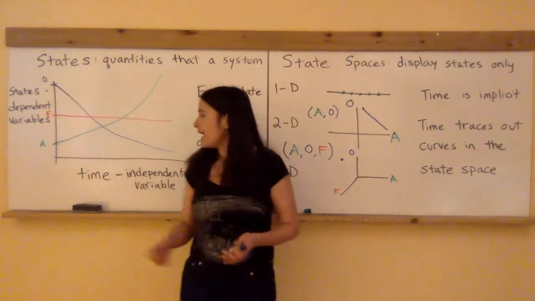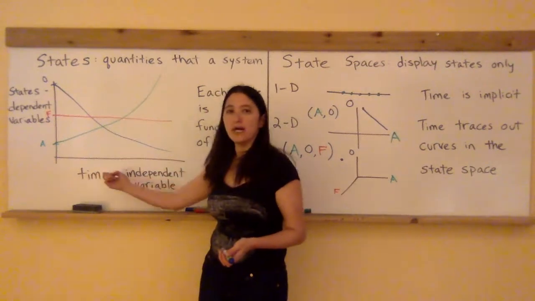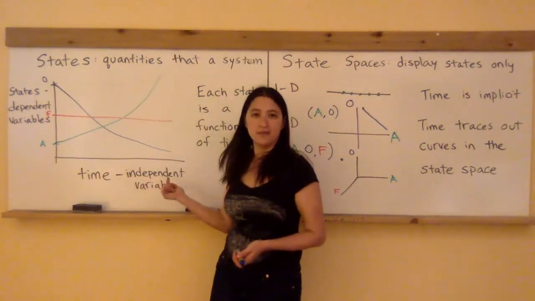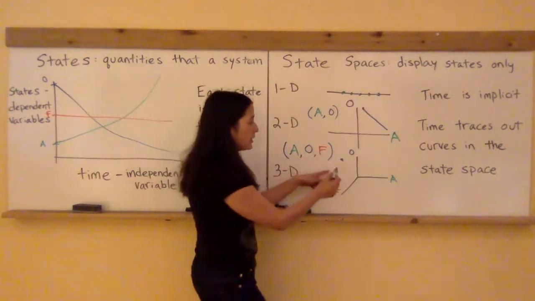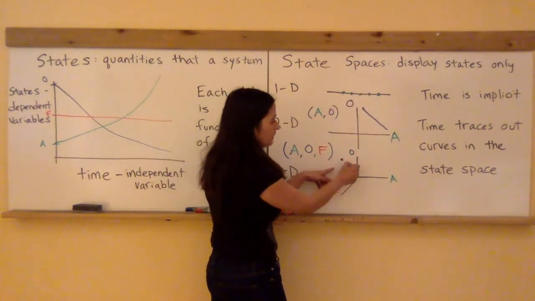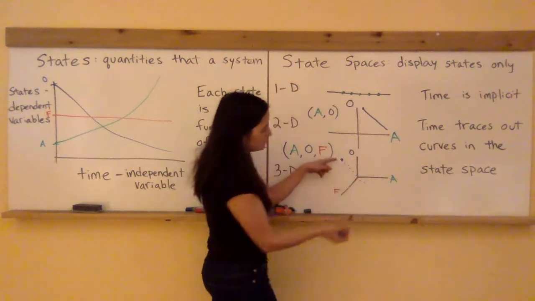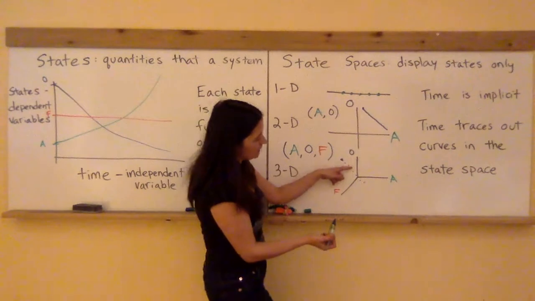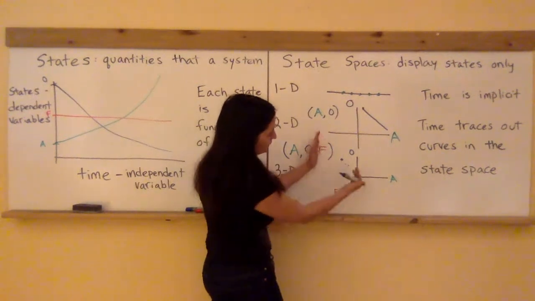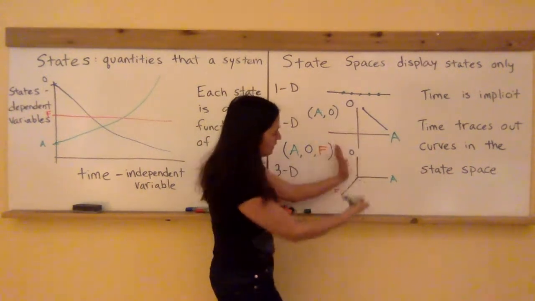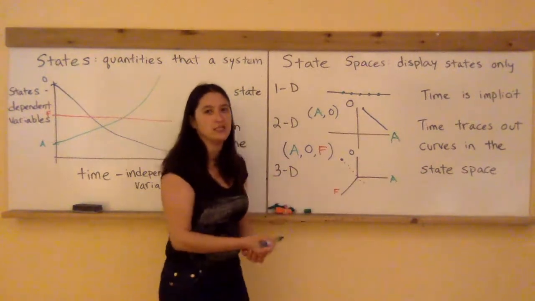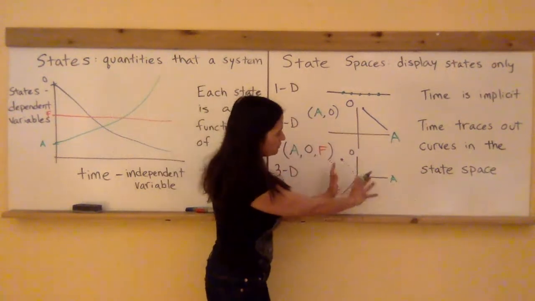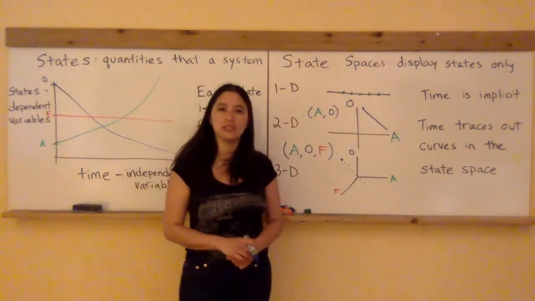And then, as we travel through time, remember time's always the independent variable, this point is going to move in space. And you're going to remember the octopuses are going down, the alligators are going up, and really we're kind of in this plane where the fishes are staying constant. And so we have some sort of 3-dimensional curve that's getting traced out in the space.